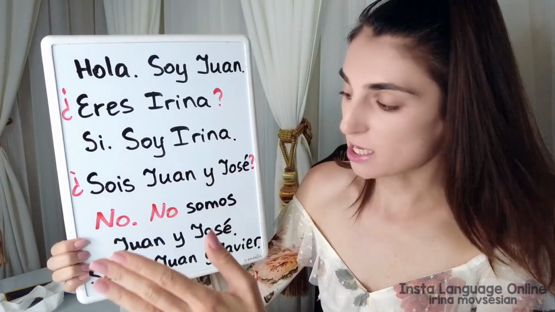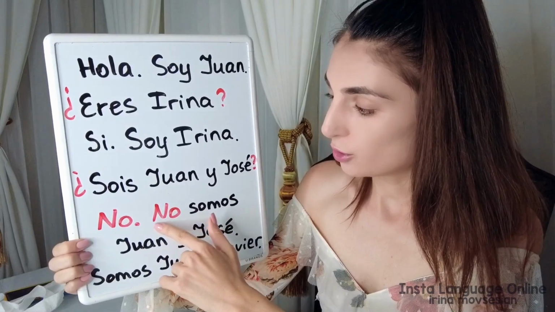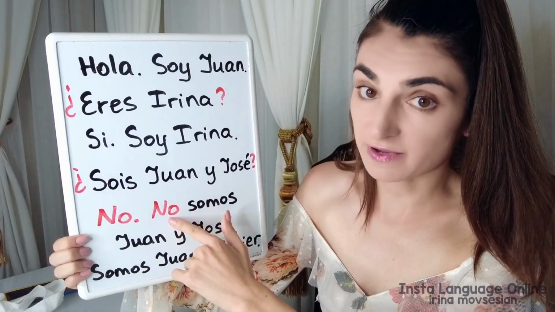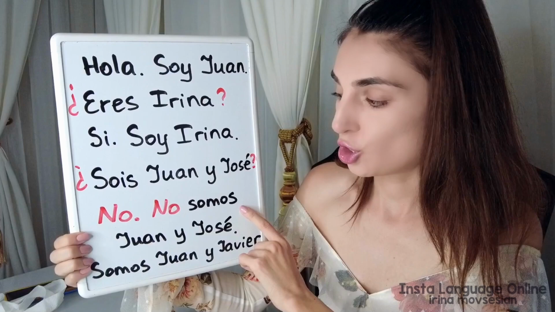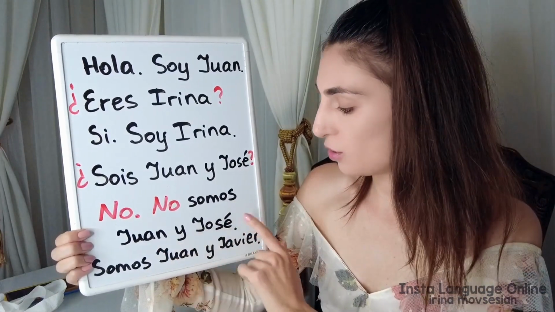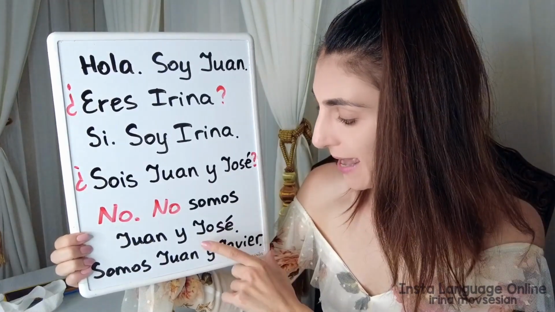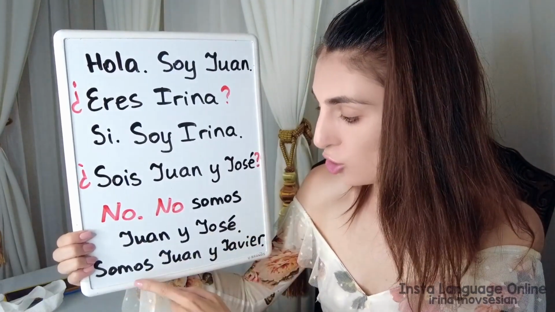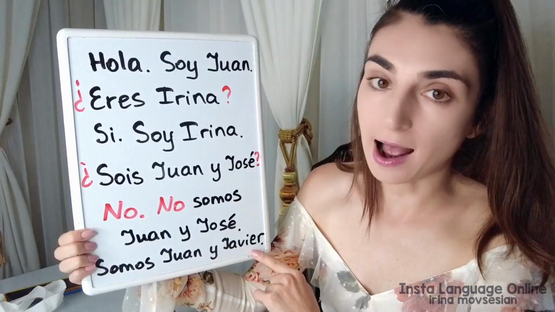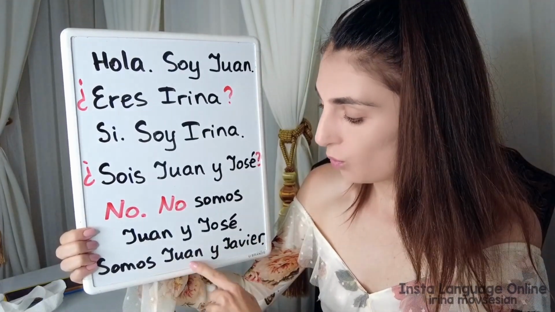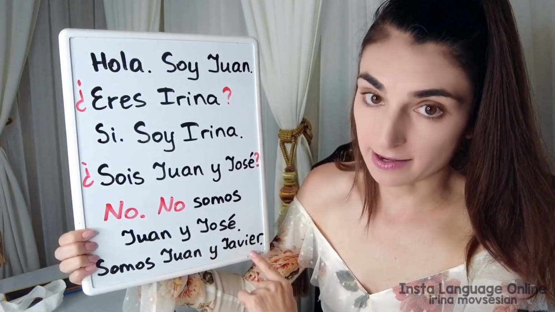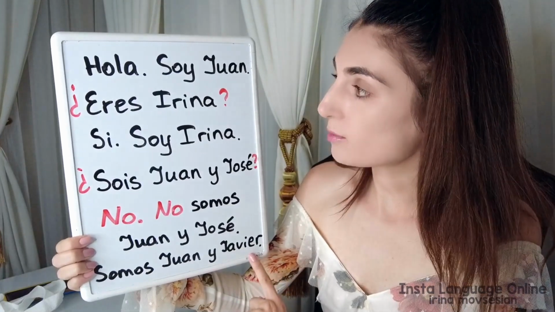and in the Spanish language, you put no in front of it. No somos. No somos Juan y José. We are not Juan and José. Somos Juan y Javier. We are Juan and Javier. Okay? So one more time.